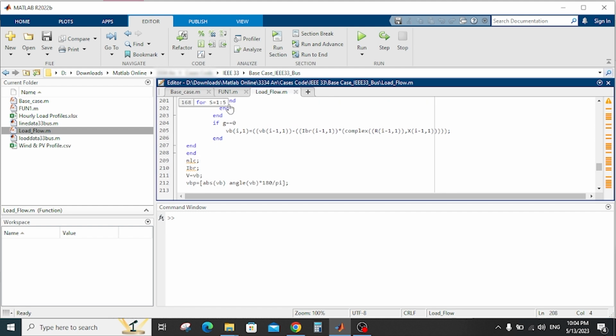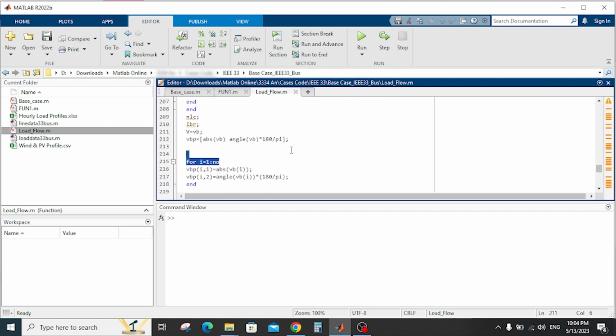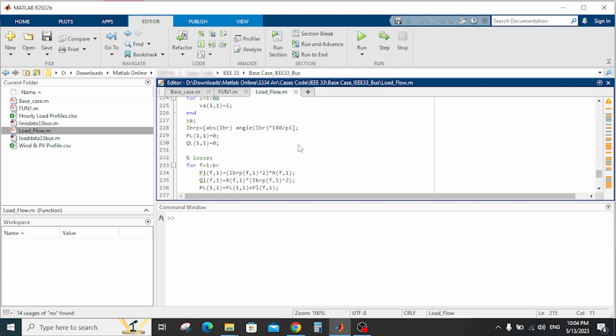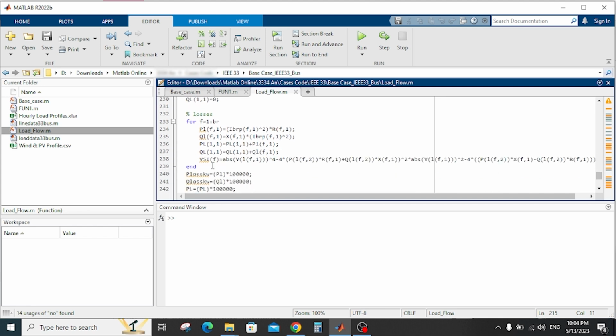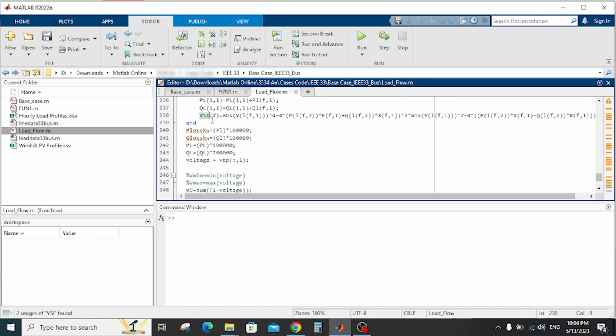We repeat it 5 times to reach the value of the current in each branch and the value of voltage at each bus. After we calculate the voltage and current, it is easy to calculate the power losses, as you see here. This is the real power loss, this is the reactive power loss, and this is the accumulated power loss for the whole system in each hour. After that, we can also calculate the voltage stability index. And then, as you see here, we return to the rated and multiply by the base.